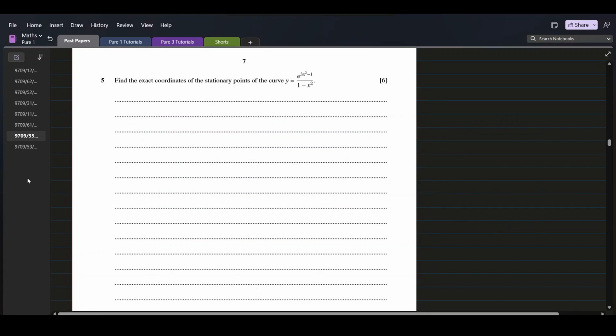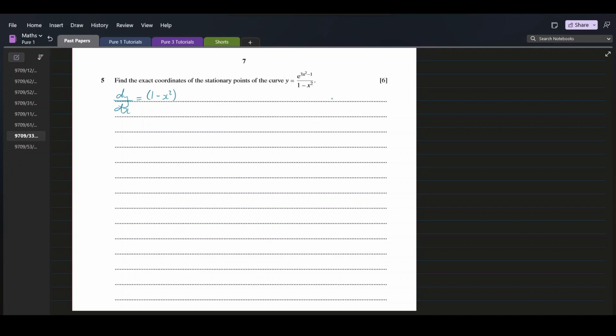Number 5, find the exact coordinates of the stationary points of the curve y equals e to the power 3x squared minus 1 over 1 minus x squared. Okay, so to do that, we first have to find dy/dx, and we're going to use the quotient rule. So let's hold our denominator 1 minus x squared and differentiate our numerator.